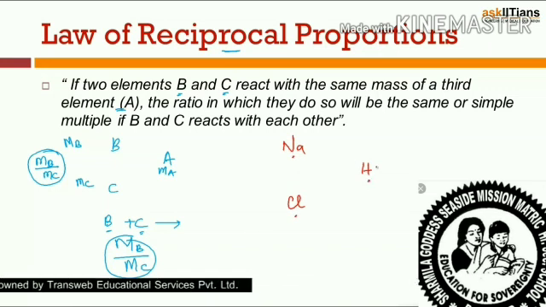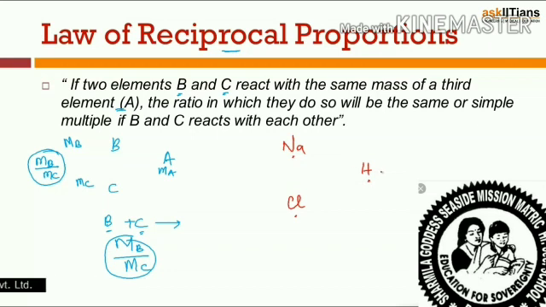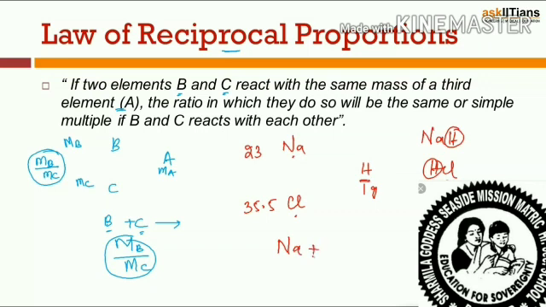Let's understand this by taking an example. Let's take sodium as one element and chlorine as the other element, and sodium is reacting with hydrogen and chlorine is reacting with the same amount of hydrogen. So here this is B, this is C and this is A. The mass of hydrogen is the same here. Na and H react and form sodium hydride, and H and Cl form HCl. So the amount of hydrogen is the same in both the compounds.